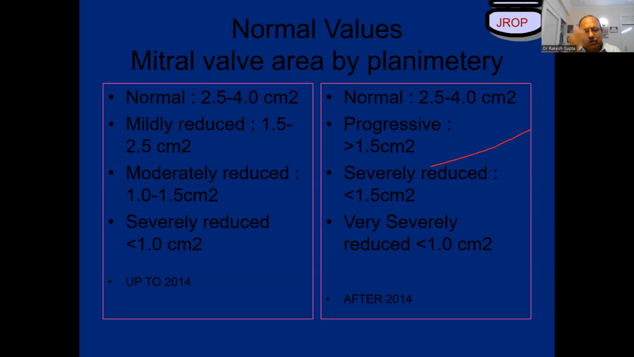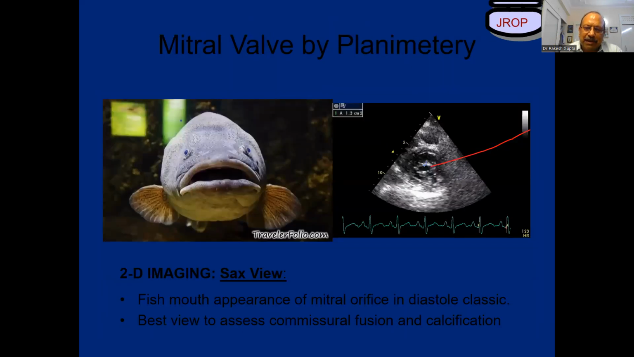The classification after 2014 has changed. Prior to that, less than 1 centimeter was severely reduced. Now, after 2014, which you have to remember in all your cases, anything less than 1 centimeter square is considered very severe mitral stenosis. 1 to 1.5 is considered severe mitral stenosis, and more than 1.5 is considered progressive mitral stenosis, where the normal range is about 2.5 to 4 centimeter square in day-to-day practice. So we looked at mitral valve area by planimetry.